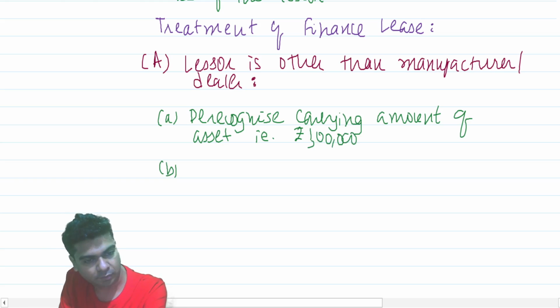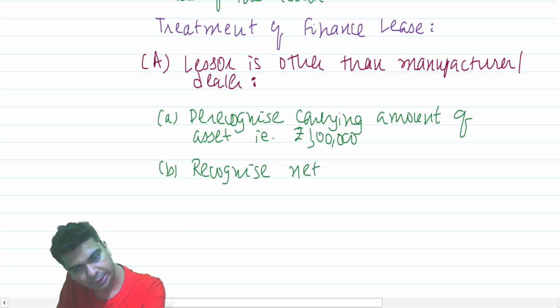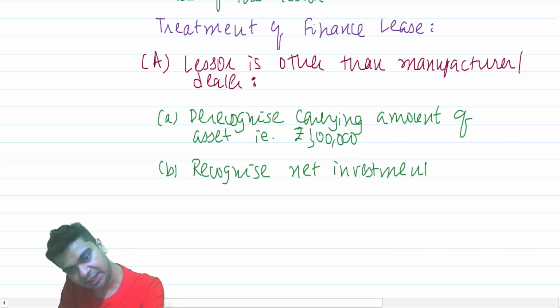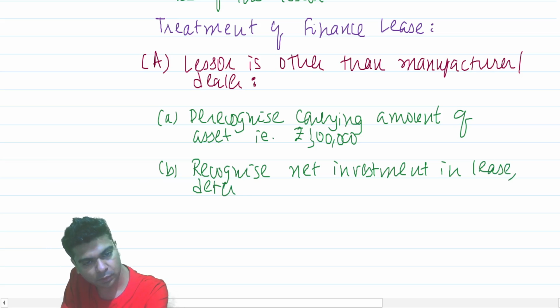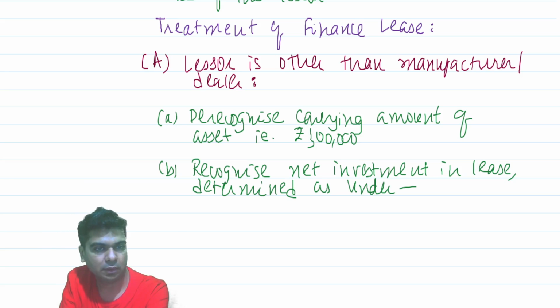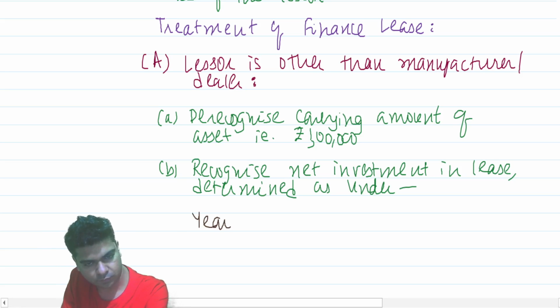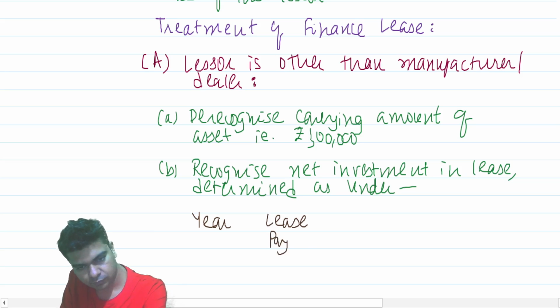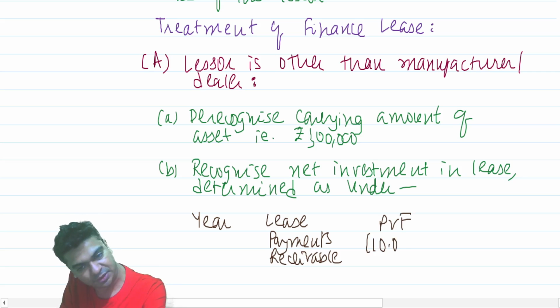B, they say recognize net investment in lease, determined as under. These payments receivable, 10.078% present.